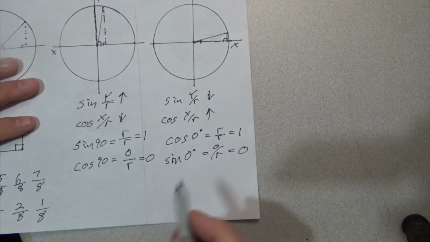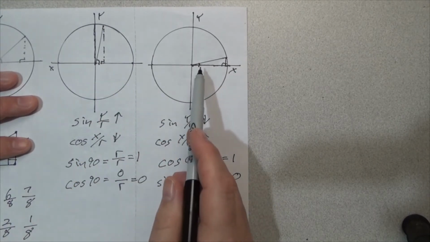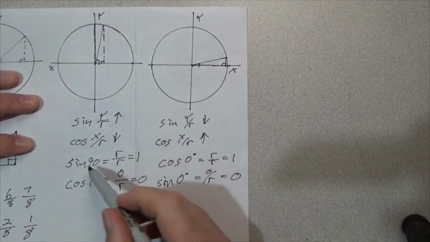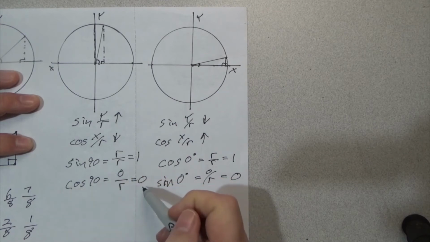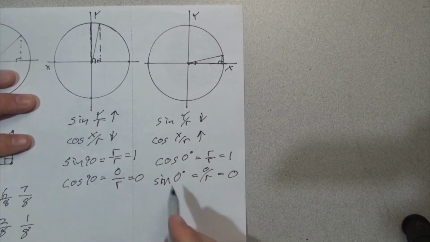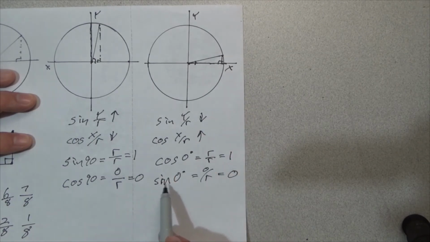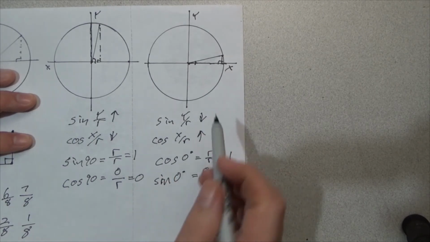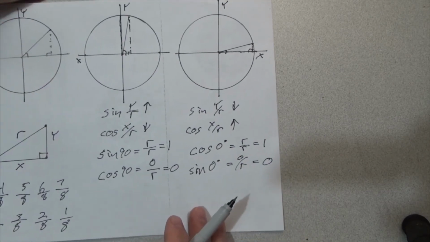So here are our two extremes, 90 degrees and 0 degrees. The sine of 90 is 1, cosine of 90 is 0, cosine of 0 is 1, and the sine of 0 is 0. Okay? So that's what's being talked about in this lesson.